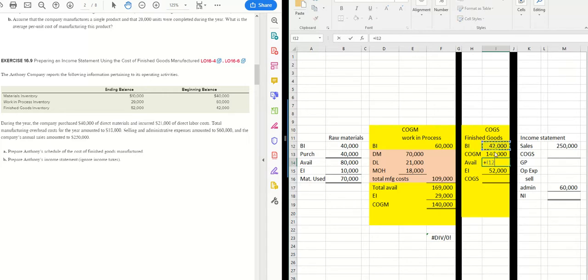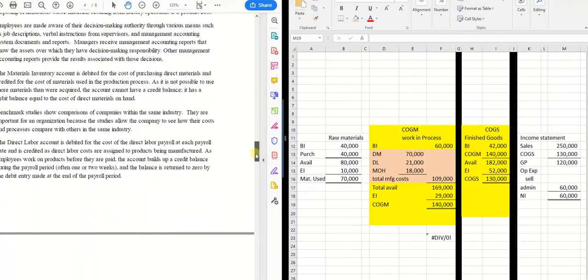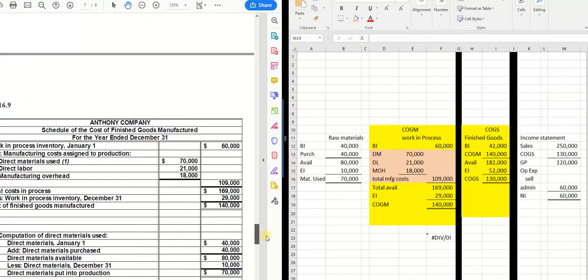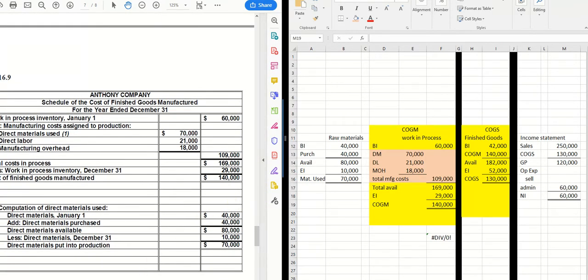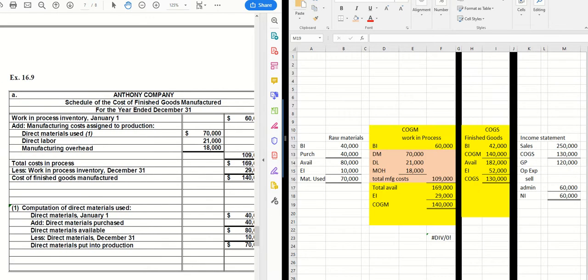My cost of goods manufactured now feeds into my cost of goods sold statement. I have beginning inventory plus cost of goods manufactured gives us available. Available minus ending inventory is cost of goods sold. Cost of goods sold feeds into the income statement. So I have sales minus cost of goods sold is gross profit. Remember, I don't have to split out the operating expenses. So gross profit minus operating expenses is net income of 60,000. So again, let's see if I typed in my numbers right. Okay, a little prettier.